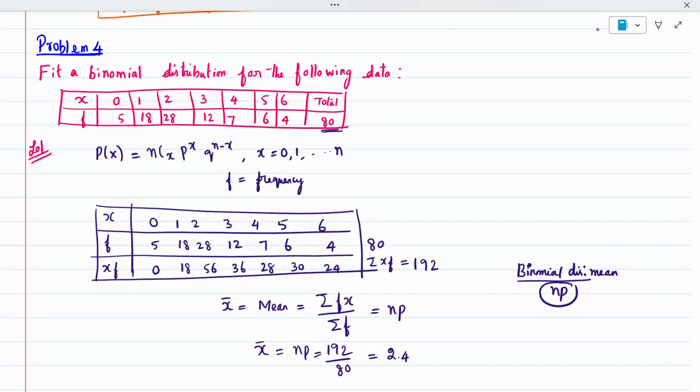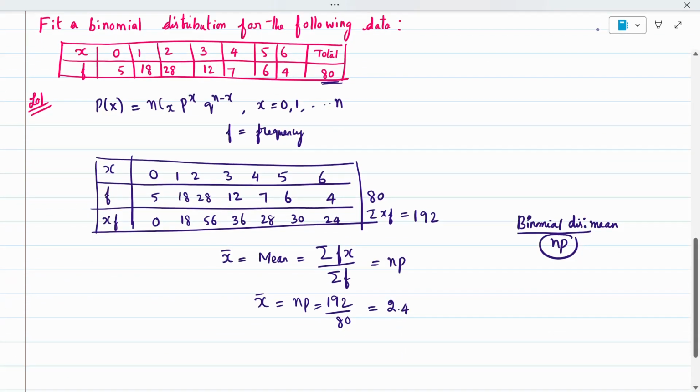So x bar is 2.4. Now n is not given directly. Check in the table: whatever the last term you have is n. Don't include 0, and don't count 0, 1, 2 like this. It may even be negative in the question, but we should not bother about that. The last data given is my n. So n given in the question is 6. Now substitute: 6p equals 2.4.